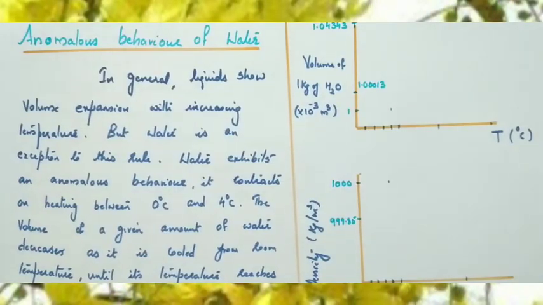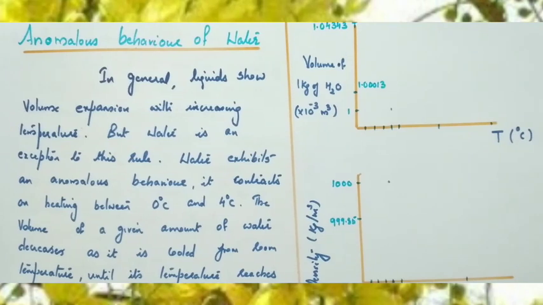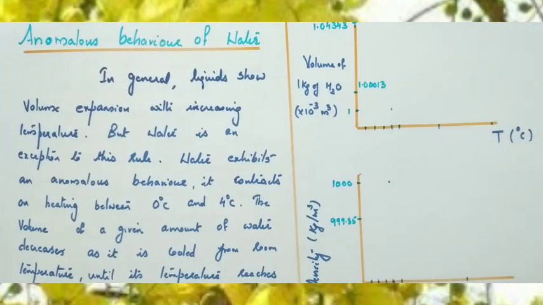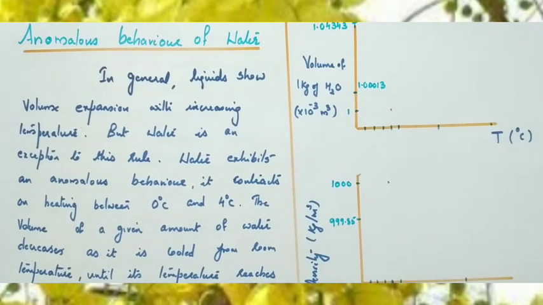We can study the anomalous behavior of water. We know that almost all liquids expand on heating and contract on cooling. In general, liquids show volume expansion with increasing temperature, but water is an exception to this rule. Water exhibits an anomalous behavior, that is, it contracts on heating from 0 degrees Celsius to 4 degrees Celsius.